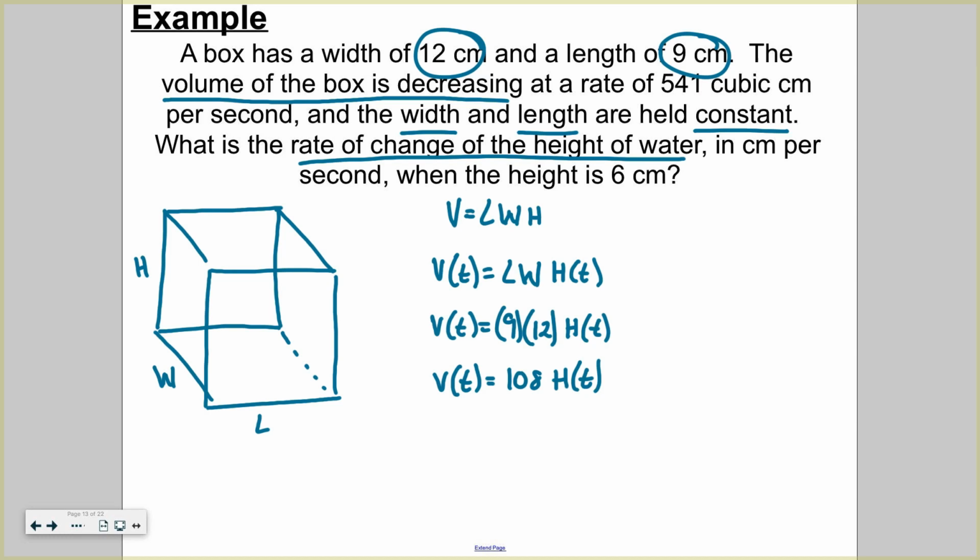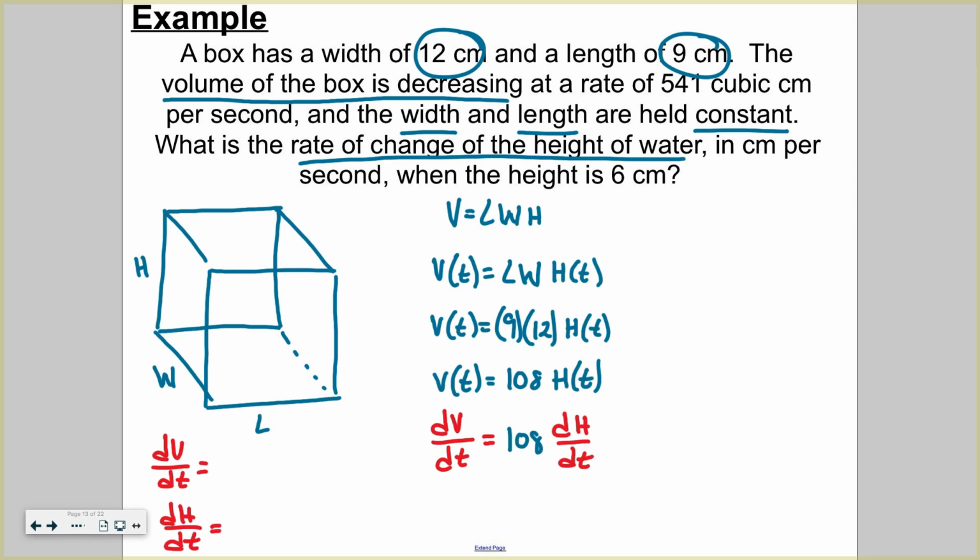So now that we have our formula, we can just take the derivative of both sides and solve for the remaining variable. So we're going to get dV over dt, the change in volume with respect to time, is going to equal, remember that coefficient stays the same, and we multiply it by the derivative, so dh over dt. So now we only have two variables here, dV over dt and dh over dt.